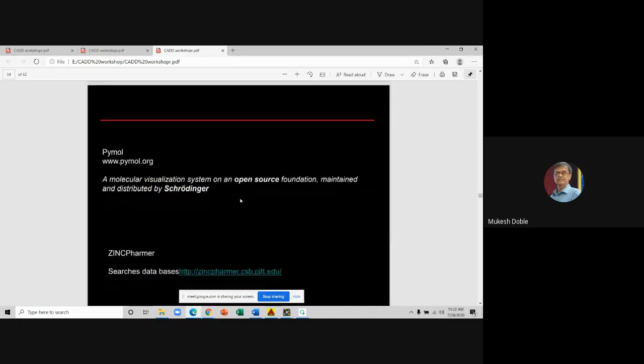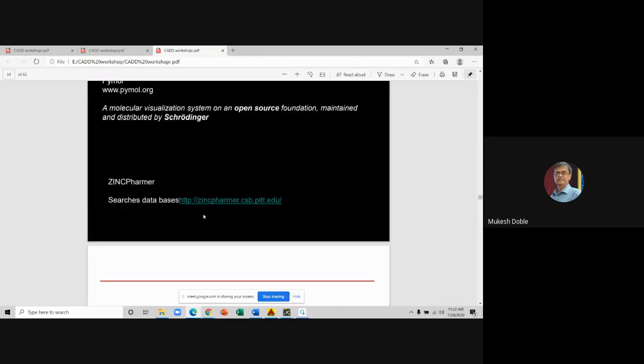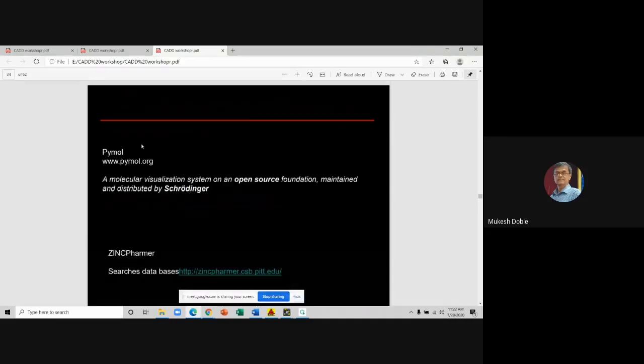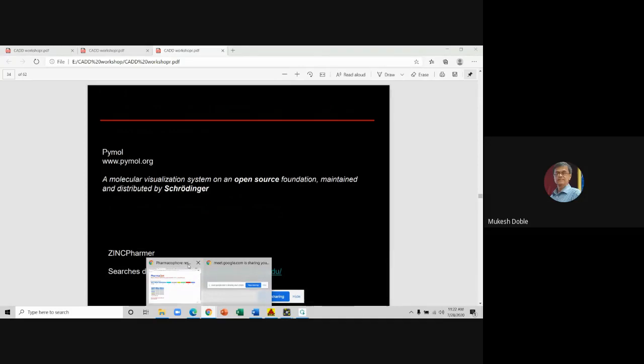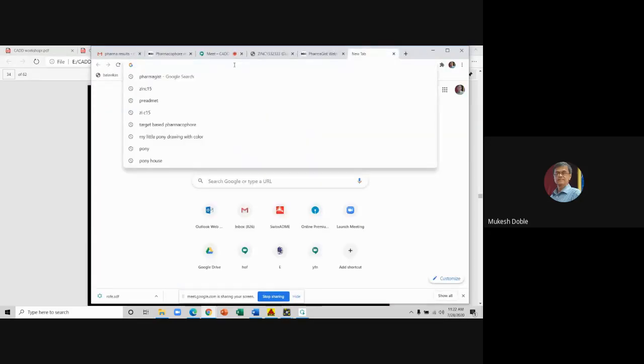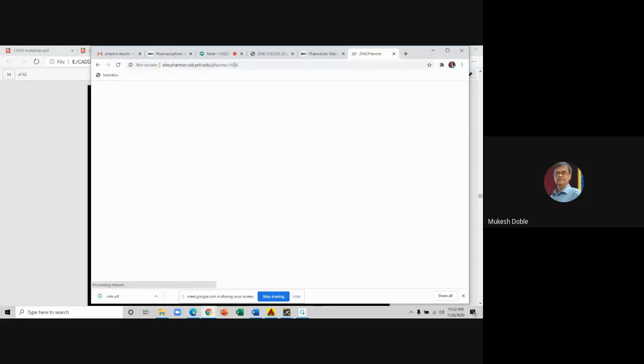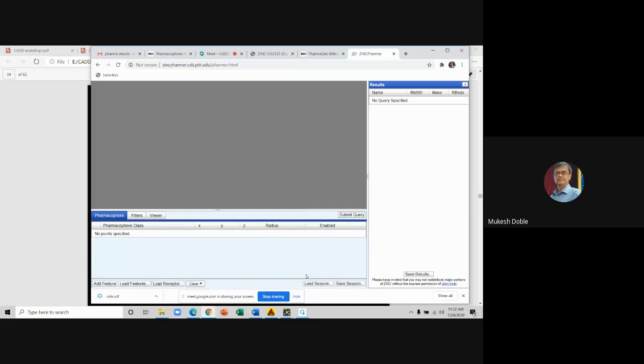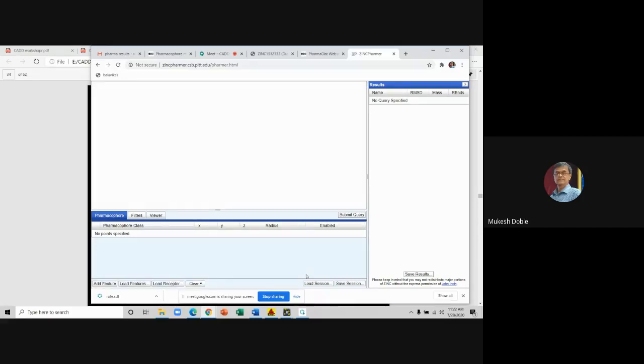ZincPharmer is another tool which we use now, which can search the ZINC database for the same feature. Okay, this is ZincPharmer. Now we have to upload the output which we got from PharmaGist.